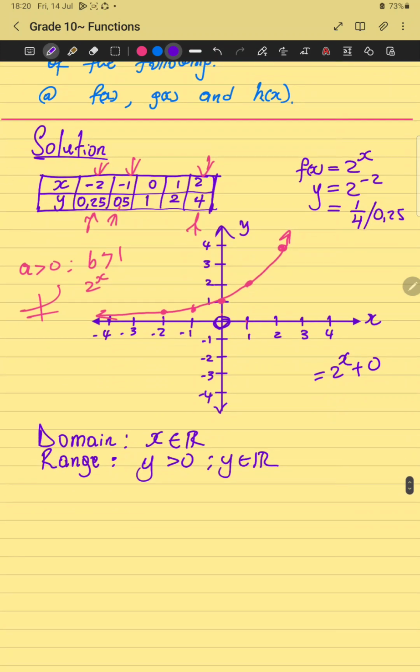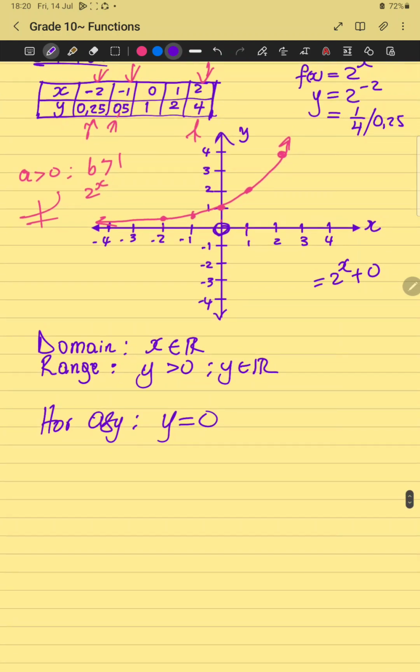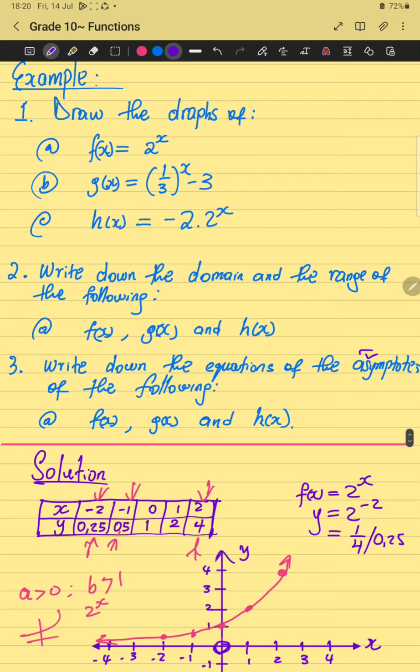What will be the equation of the asymptotes? Remember I said we do not have a vertical one, so only the horizontal asymptote. What is the horizontal asymptote? It's just y is equal to 0. We are done with the first part. Now we're done with this one, let's go to g.